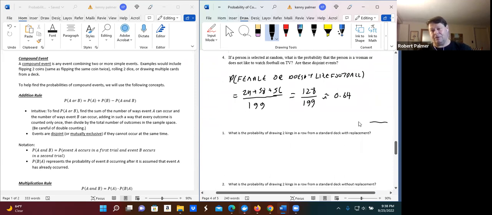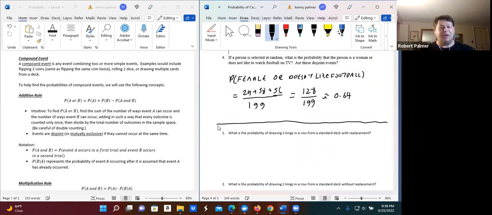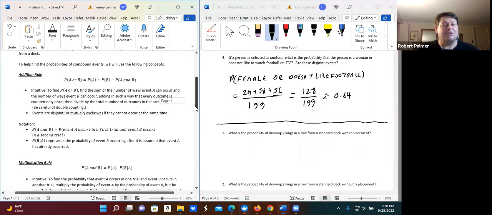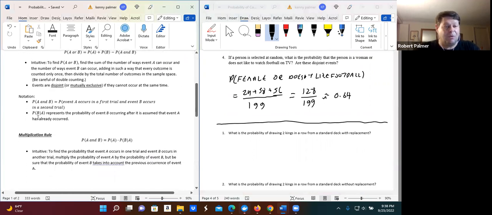All right, compound event. We'll take a look at the second one, which is the and compound event. Let's also mention a couple of notations, which we could have mentioned before. I think we already said this. The probability of A and B means the probability of event A occurs in the first trial, event B occurs in a second trial. Okay.